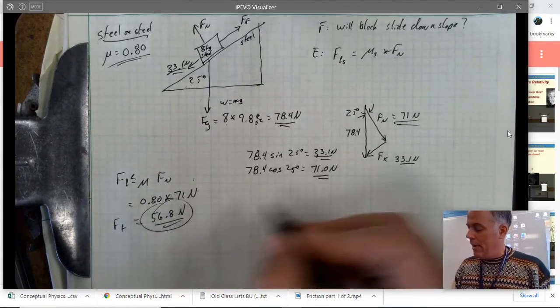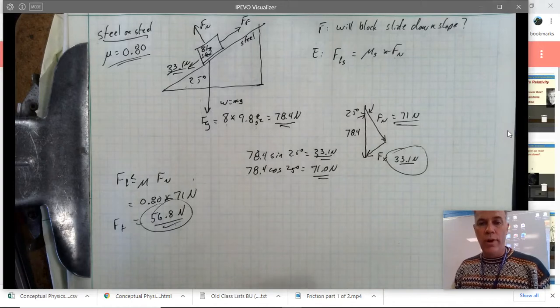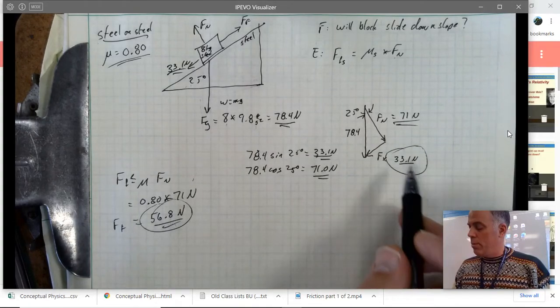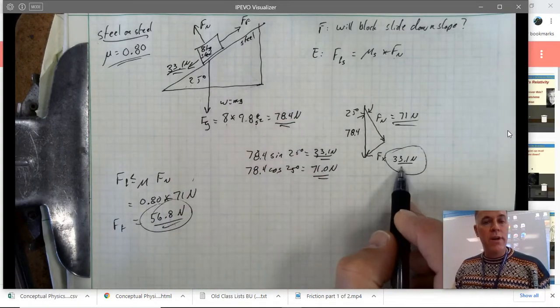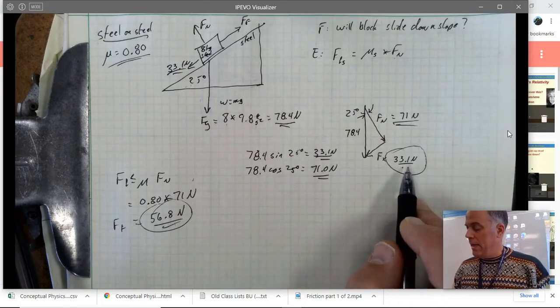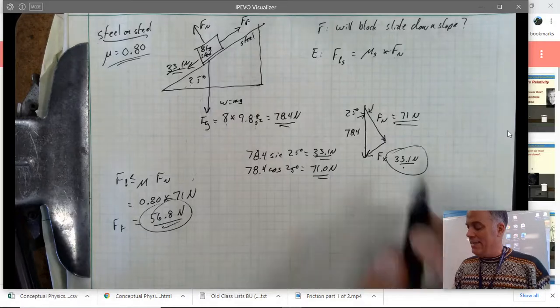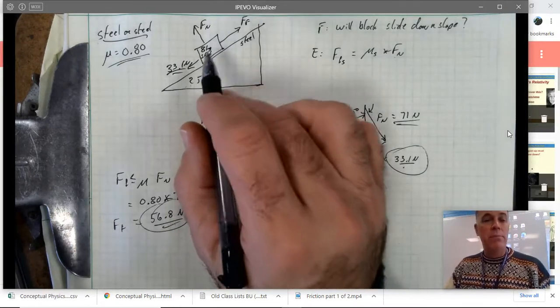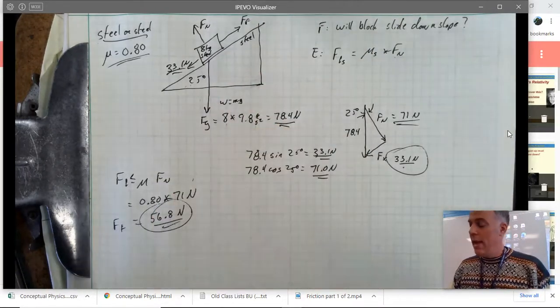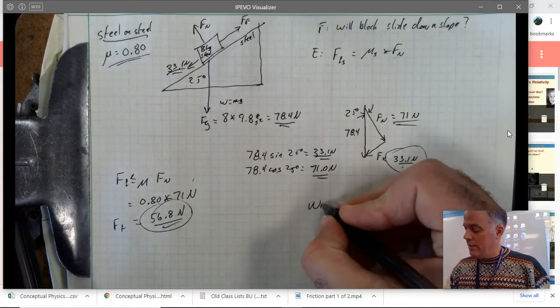Now we compare that to the downslope force. The downslope component of the weight is 33.1 newtons. So that means that the gravity pulling it down the slope is less than the friction that can be produced. Okay, and that means that it will not slide.